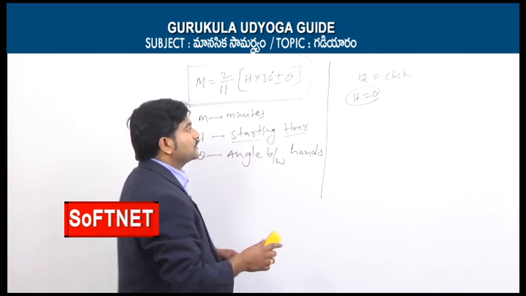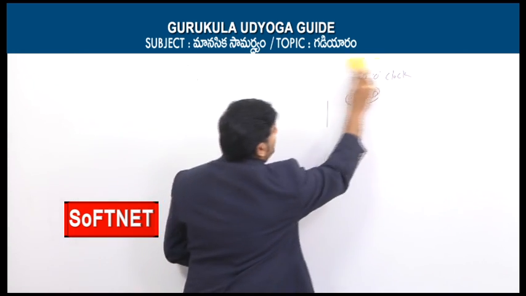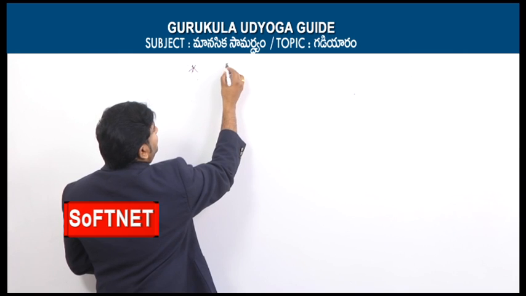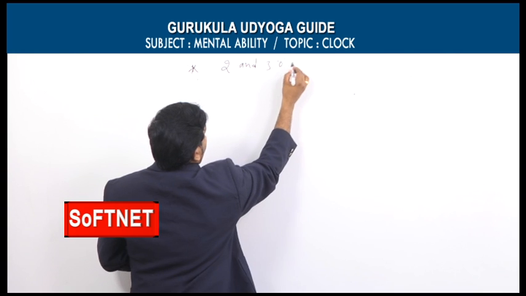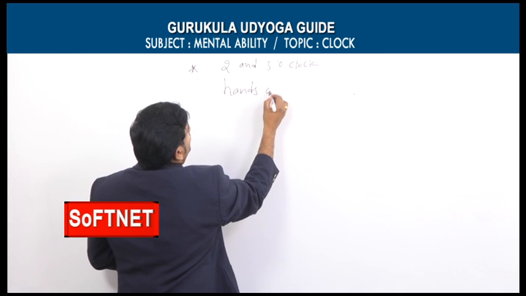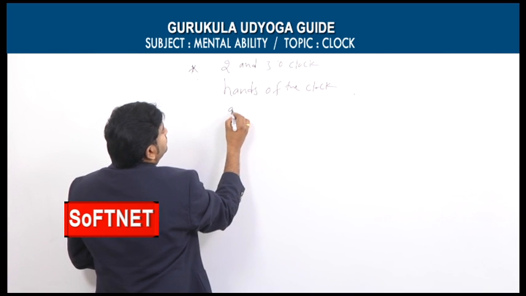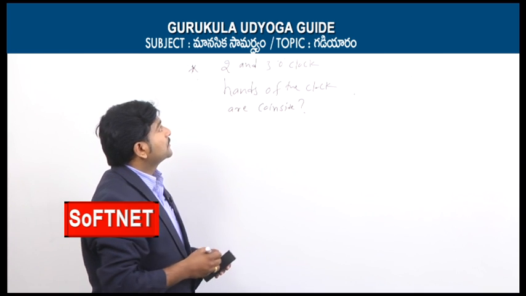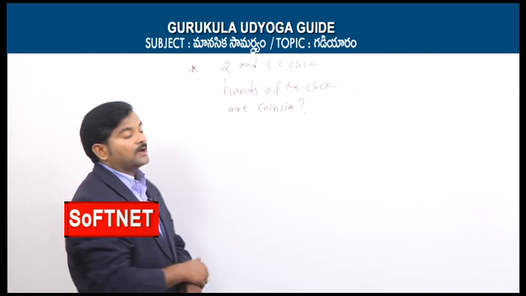We'll focus on those 5 types of problems. So let's now focus on type 1 problems. The first question is: at what time between 2 and 3 o'clock do the hands of the clock coincide? So this is one kind of model. Now, how can we solve this? The question is: at what time between 2 and 3 o'clock do the hands of the clock coincide?